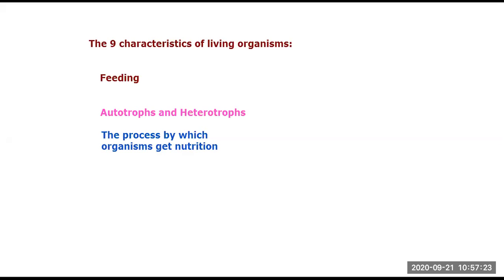So, the first characteristic of a living thing is feeding. There are two types of feeding: self-nutrition and other nutrition, autotrophs and heterotrophs. Autotrophs means self-nutrition, while heterotrophs means other nutrition. So feeding is the process by which organisms get nutrition, and the two types of nutrition are autotrophs and heterotrophs that we discussed.